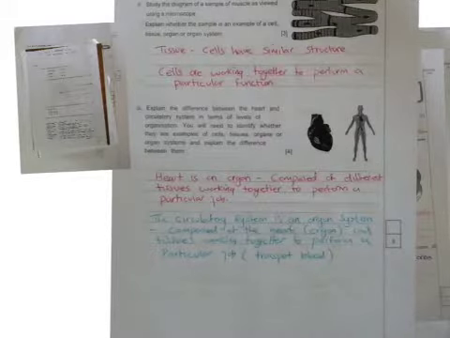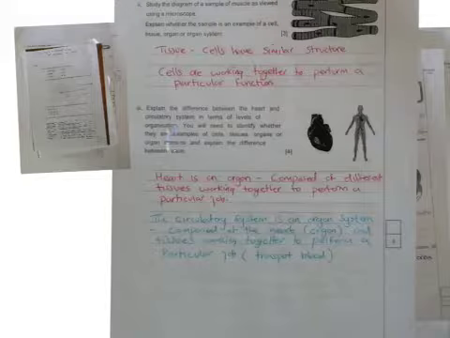Explain the difference between the heart and circulatory system in terms of levels of organization. And these levels of organization are the basic cell, and then we've got a tissue, and then we've got an organ, and then we've got an organ system until we get to organism.